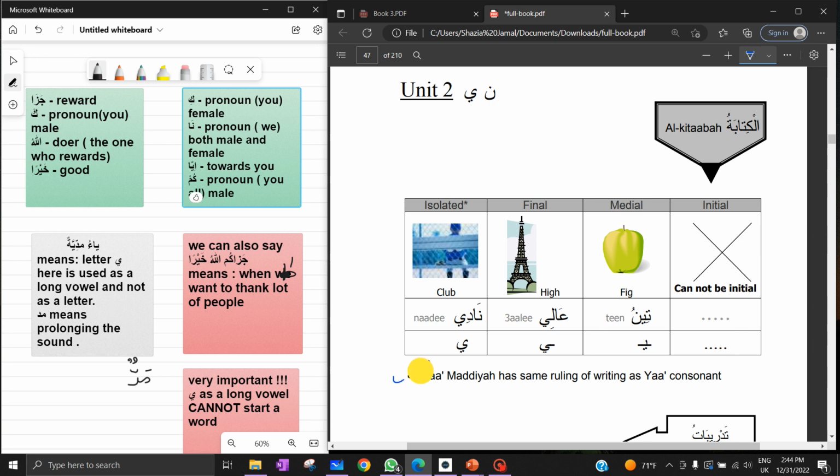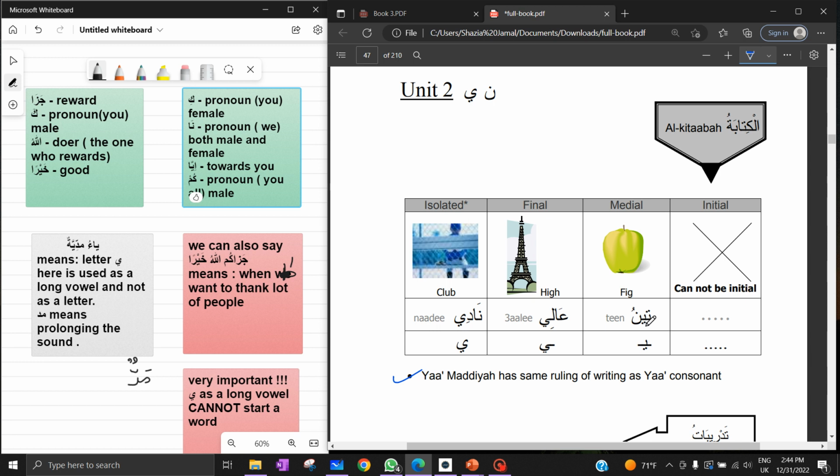The ya madiya, when it is a long vowel, does not start any Arabic word initially. It will always be in between or at the end, but it will not start a word. So you will not find any Arabic word in which ya is initial as a long vowel. But as a letter, it can start.